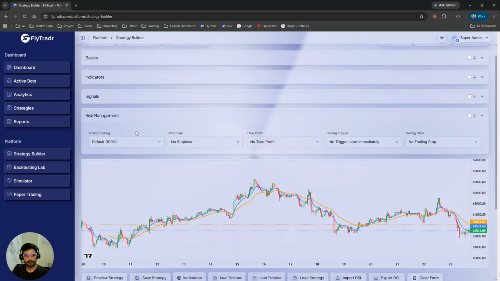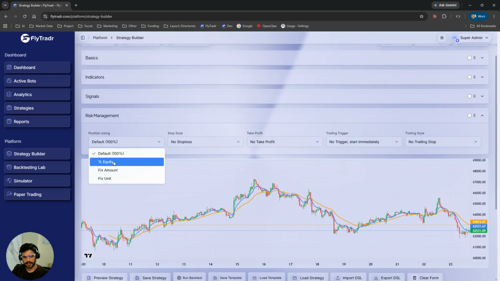So let's set some basic risk management for this strategy. Now, as you can see, we have position size, stop style, which is stop loss, take profit, then trailing stop loss related additional inputs. So there are just three basic risk management controls here. So let's do all three. First, position sizing, as the name suggests, this way we can limit how much we want to trade per trade.